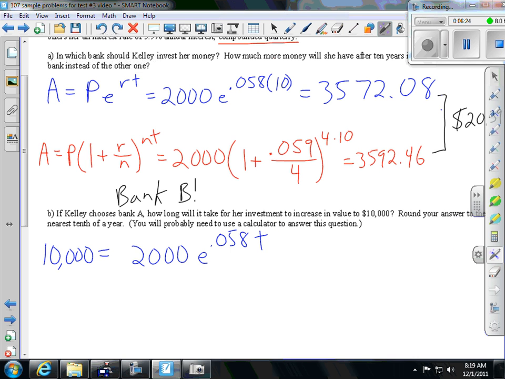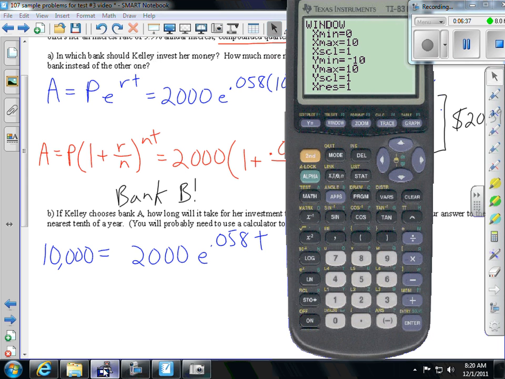I know that if I wait 10 years, I'm up to $3,500. So it's going to take longer than 10 years. Maybe it's going to take 50, maybe 100. I don't know. Let's say 100 and hope that we live to see it. And if we need to adjust that, we will. I'll go by 10 years. That's just telling you how often you'll get a hash mark.